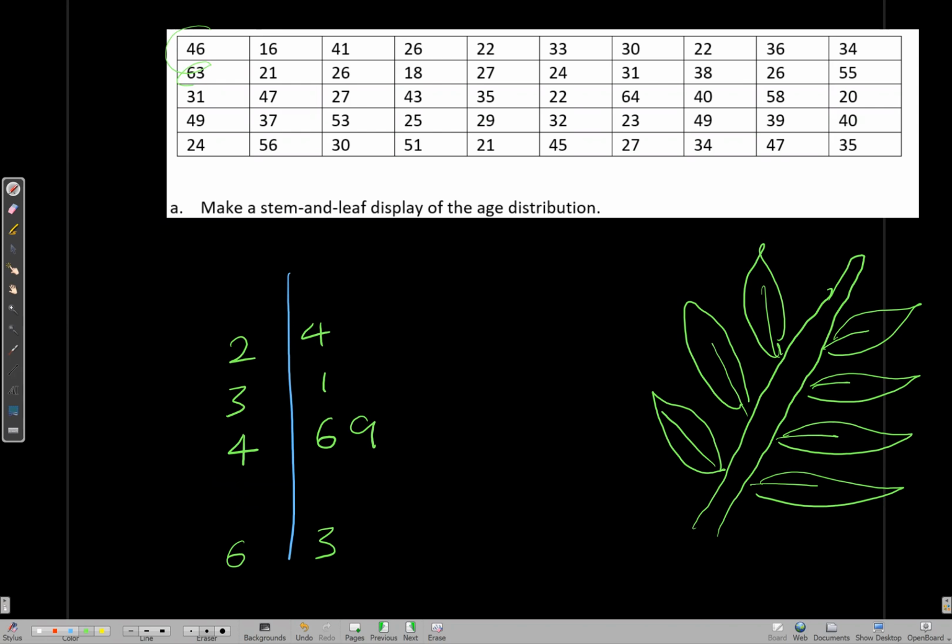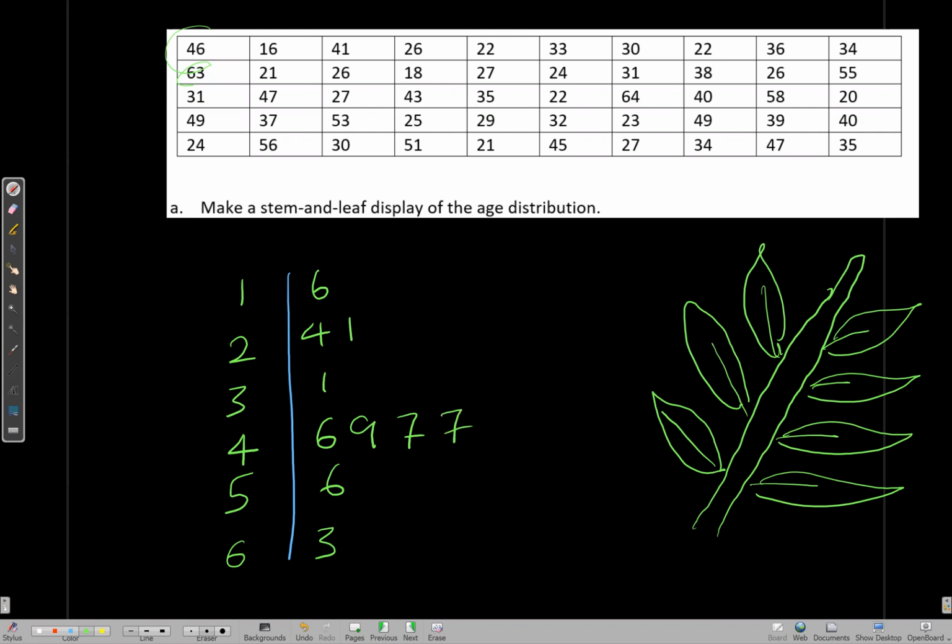It's better to order your stem first, and then 16, 1, 6. 21, you already have 2, 1. 4, 7, 47, so 4, 7. 56, 5, 6, and so on, right? Now, if there is a number repeating, for example, if you had another 47, you write 7, right? That's how you do it.